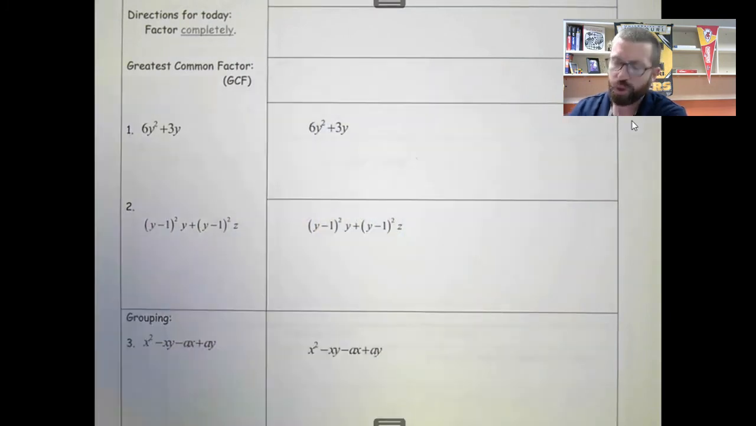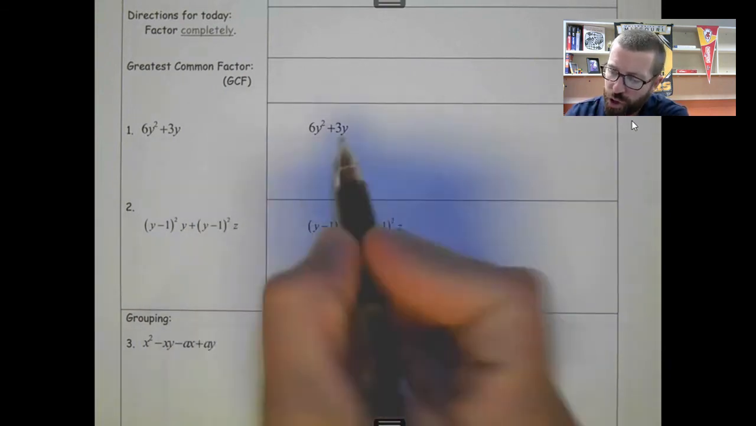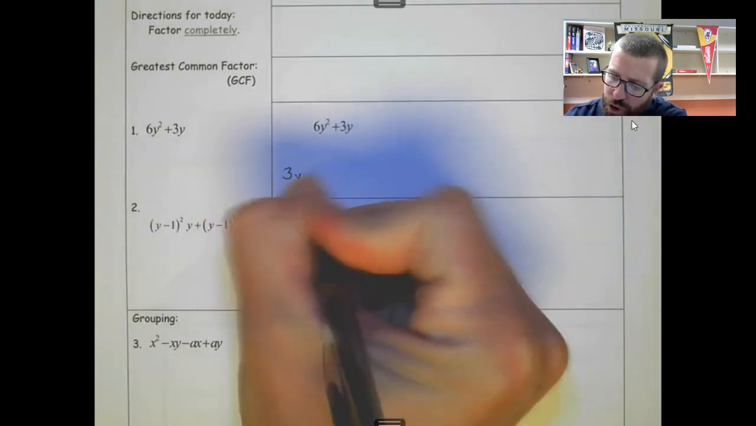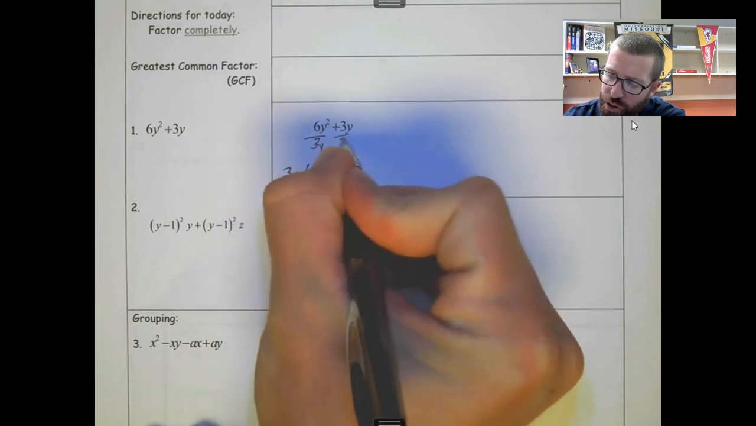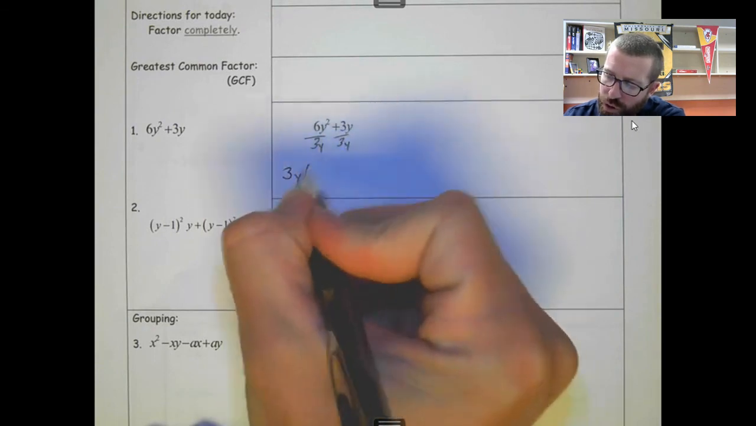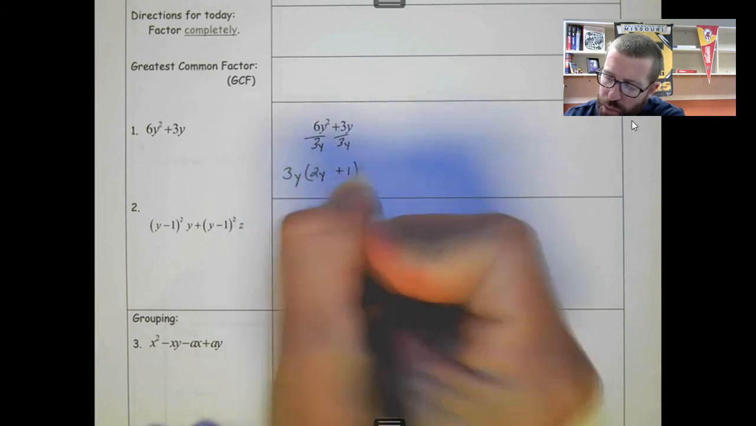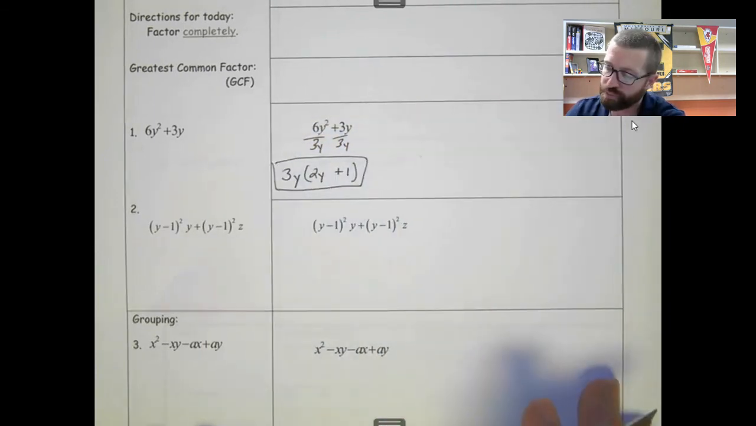And we're going to go through a lot of examples quickly in this video, so be sure to pause often and try the problem on your own before watching the solution. So here, these both have a 3 in common and also a y. And when you take out a greatest common factor, you divide to see what is left in the parenthesis. So in this case, it leaves 2y plus 1. That plus 1 is a common mistake. Do not forget your plus 1 there.